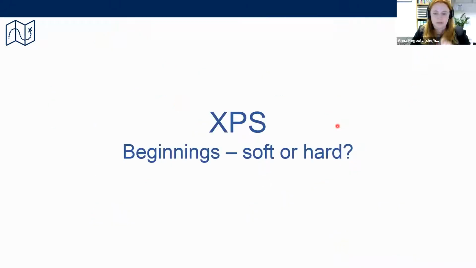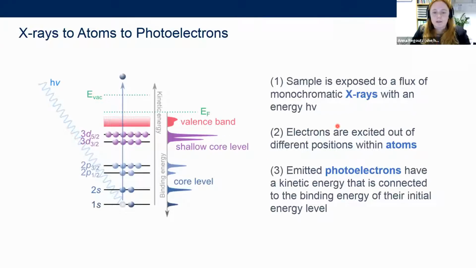Now, XPS, where did we start off and what do we do? In the most simple picture, we just have a sample and we somehow expose the sample to a flux of usually monochromatic X-rays, so X-rays of a very specific energy. When we do so, we can excite electrons from within our atoms. We can excite electrons from the core states, the core orbitals, to the shallow core states, all the way to the Fermi energy. So the technique is intrinsically pinned to the Fermi energy of the material that you measure, so you can measure any states that are occupied in your material.